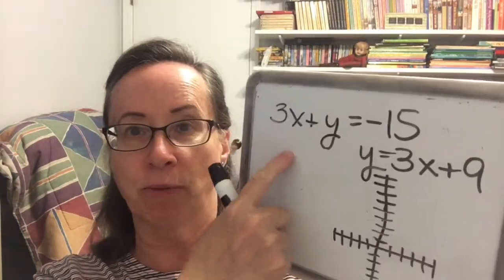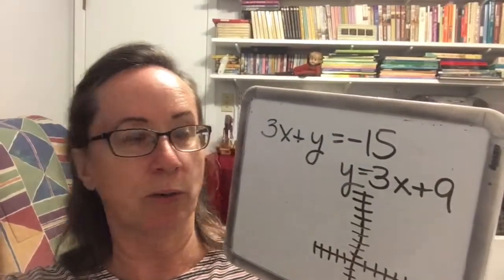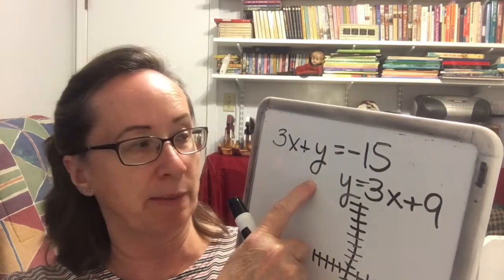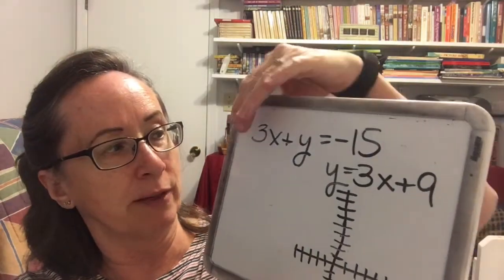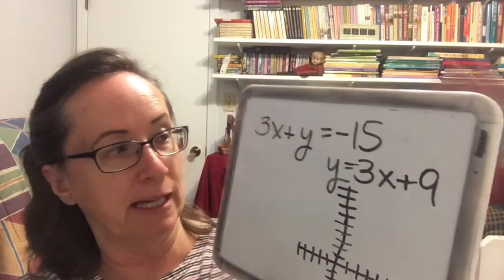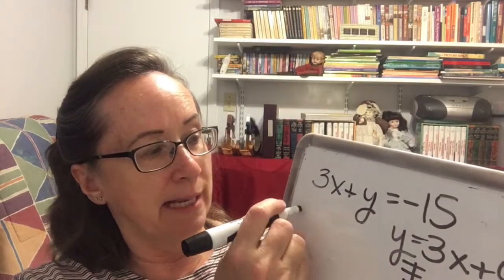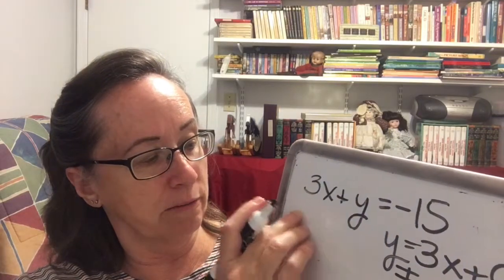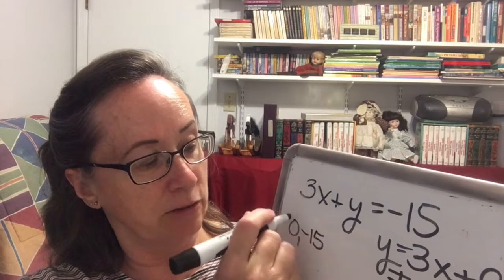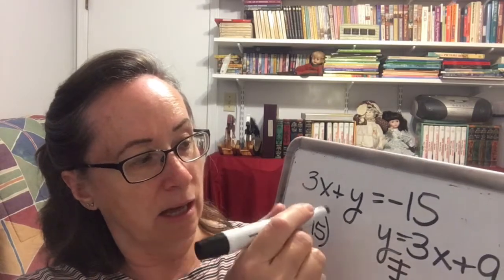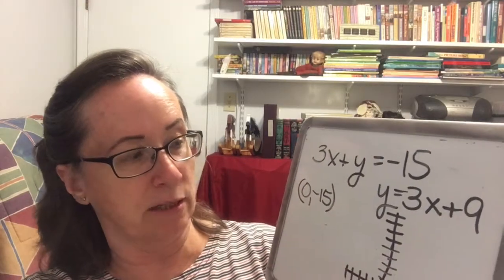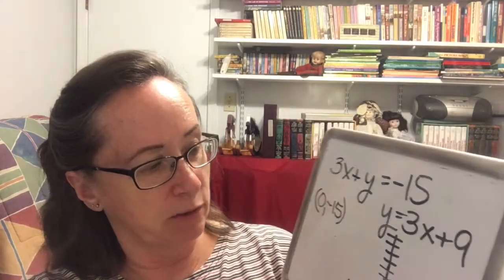Now when I start to graph one like this, I like to use the intercepts, the x and y intercepts, because you know that if I cover the x up, I can see that y needs to be negative 15. So x is 0, so 0, negative 15 is a solution point. And it is also on the y-axis. So 0, negative, oops, that's going to be way far down there.